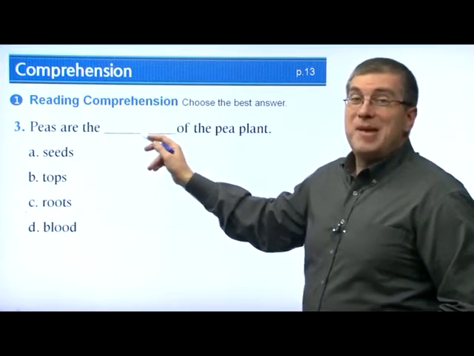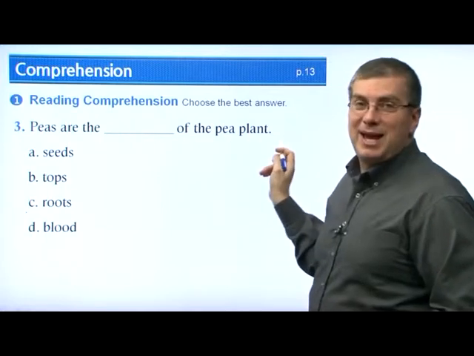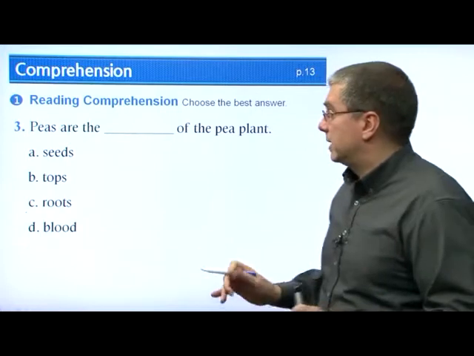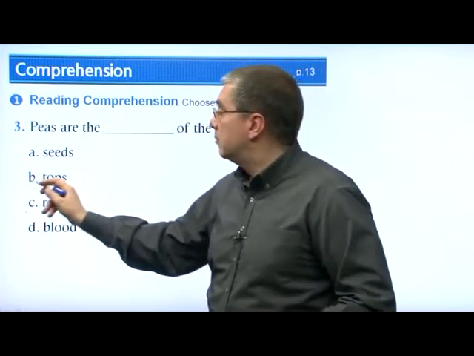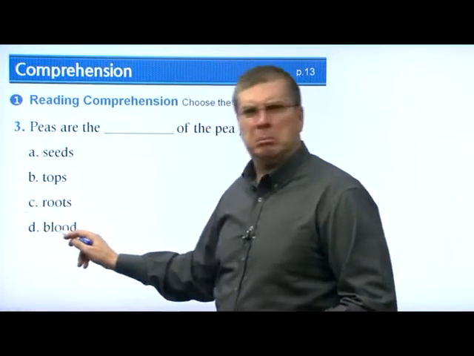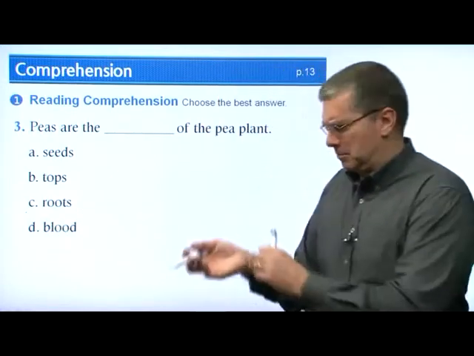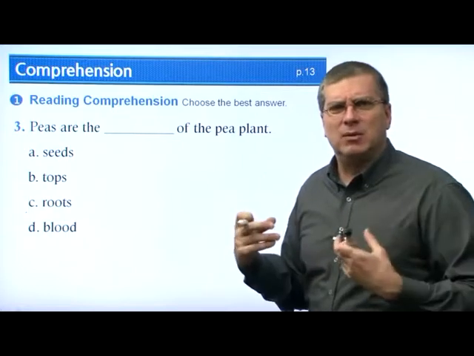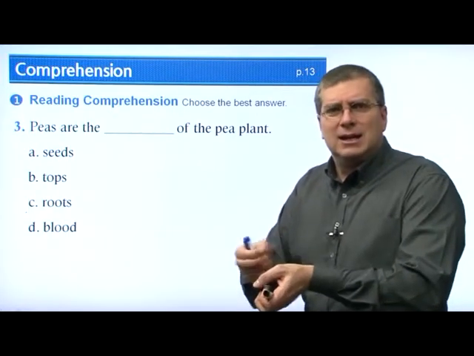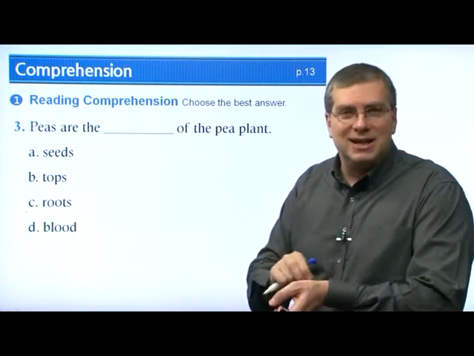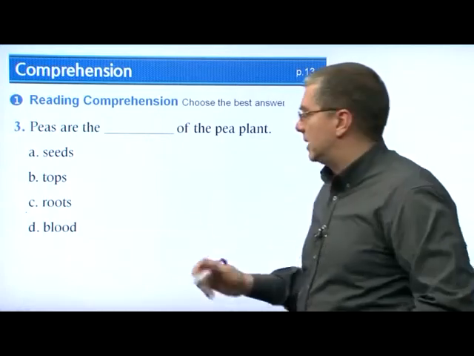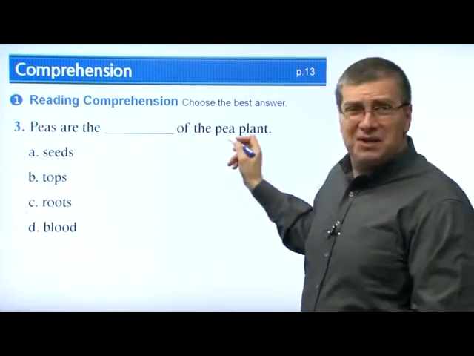Peas are the blank of the pea plant. So again, we're looking for a part of the plant. Here we have A, seeds, B, tops, C, roots, and D, blood. Blood, of course, is inside animals. It's the red liquid. If you cut yourself, red blood comes out. Not water, but it's like water. It's a liquid. Red blood comes out.